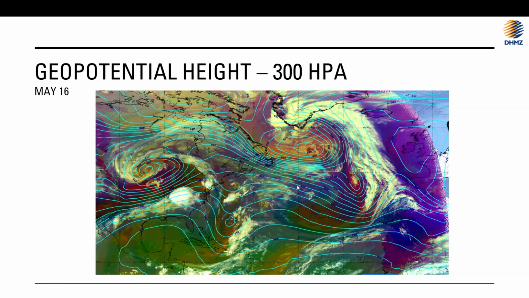And then if we go to May 16, we can see that this low pressure system went a little bit towards east, and it pushed the trajectory of the smoke a little bit further south, and then it went back up through the Mediterranean.